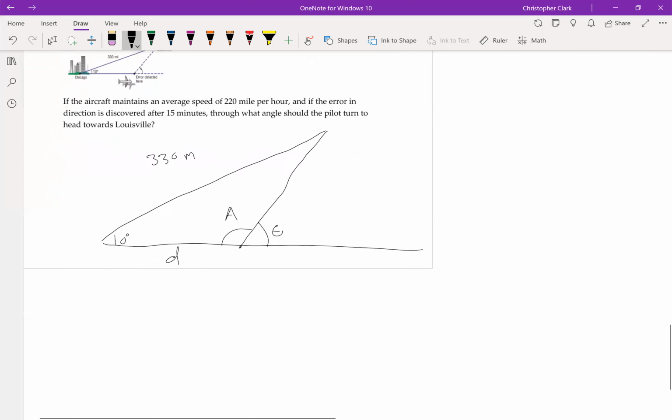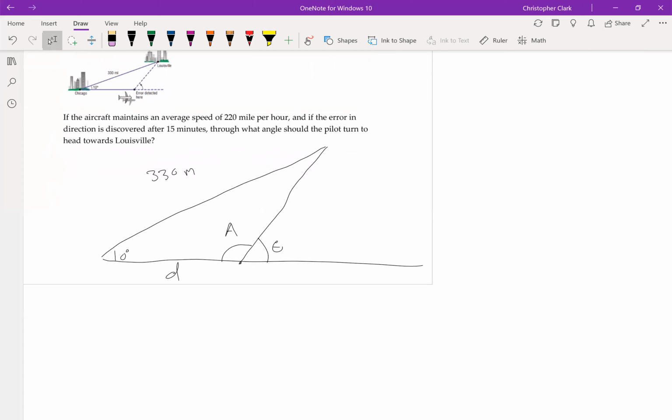This is the distance that the pilot flew before recognizing his mistake. Now, luckily, this one, D, is relatively easy to solve for, right? The distance is just the velocity times the time. The velocity is 220 miles per hour. Now, he flew for 15 minutes, so that's 0.25 hours. So this is 220 divided by 4. And this turns out to be 55 miles. So this is our D, it's 55.